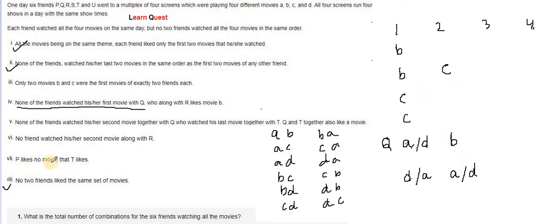And you can see here that it is saying no friends watched his second movie along with R. So R must be one of those whose movie is not repeated, because if it is A and R is watching this movie, then it is along with this person, so this will not be repeated. Okay, that's what it means by along with. So this movie will be different for R. So R can either watch C or R can either watch B as movie 2. B is the one being watched by Q. So R should be watching C. This is the person R.